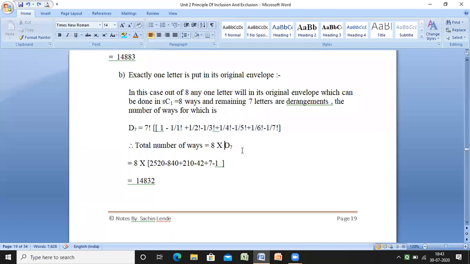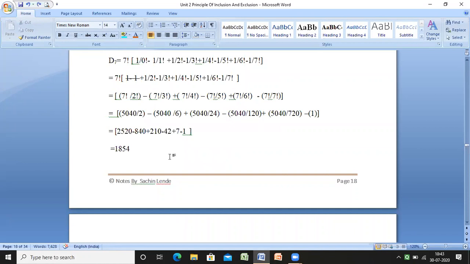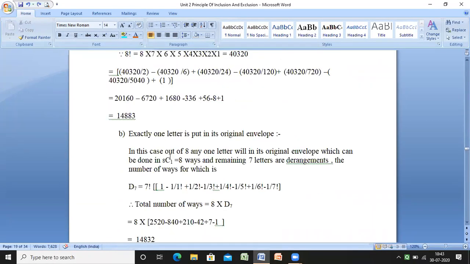So we are going to calculate D7, okay. And for the number of ways for the 8th one, which is already in the original position, what is that way? We already know that one letter we put in the original position, that means in the 8C1 ways, that means 8 ways. So the total will be 8 into D7, that whatever calculation comes from D7 is going to be multiplied by 8. Okay, I think yesterday we discussed that D7. That D7 value we calculated over here, 1,854. Okay, so we put that value over here.